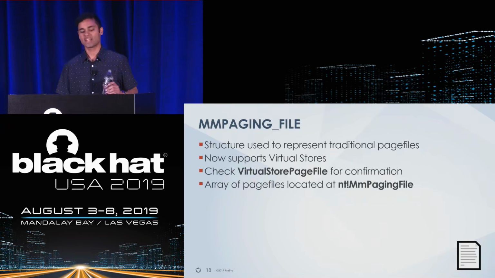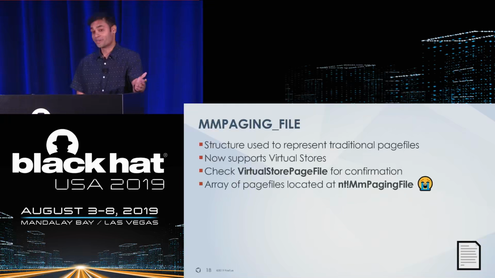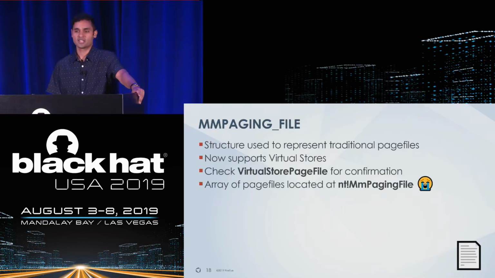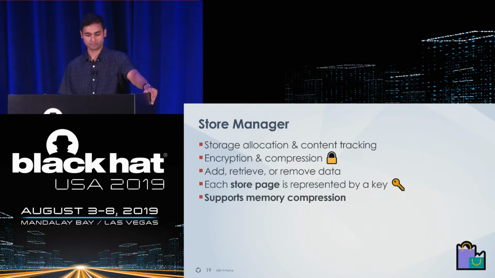To find an array of these page files, you can head over to the memory manager's paging file export, and you'll find a list of pointers there that points to each of the page files on your system. Unfortunately, in Windows 10, that's no longer an export. So if you're interested in locating that, just check out the white paper. We walk through that whole process.